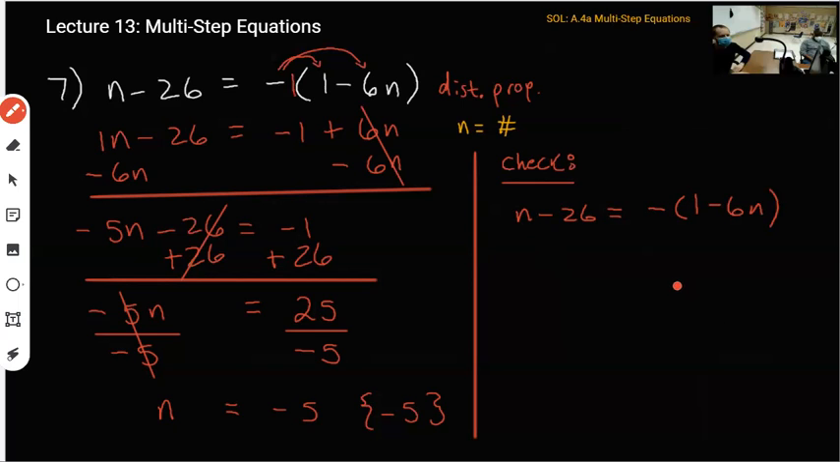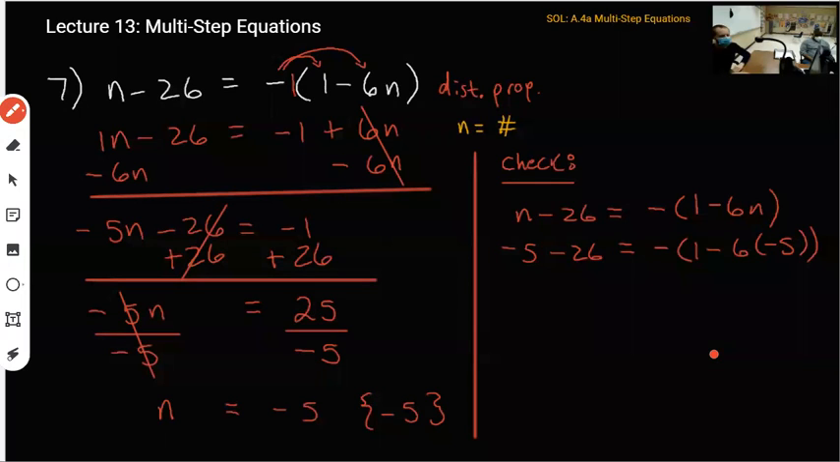And then what I do is I let n be a -5 everywhere I see an n. So I'm going to let this n be a -5, keep everything else the same, and I'm going to let this n be a -5. So I actually have a set of parentheses inside a set of parentheses. See that?